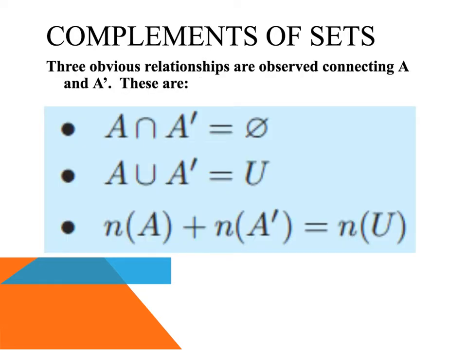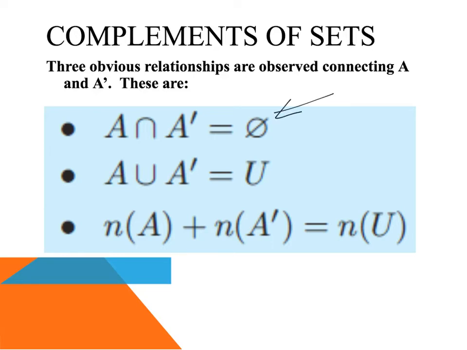So there's three relationships that are observed when we talk about A and A prime. These are that the intersection of A and the complement of A is the empty set. And if we go back to the previous notes that you just took, where the universal set was the numbers 1, 2, 3, 4, 5, 6, 7, and 8, and A was 1, 3, 5, 7, and 8, and the complement of A was 2, 4, and 6. Notice that A and the complement of A had nothing in common. So the intersection, the things that were in both sets, is nothing. So that's where our empty set comes from.